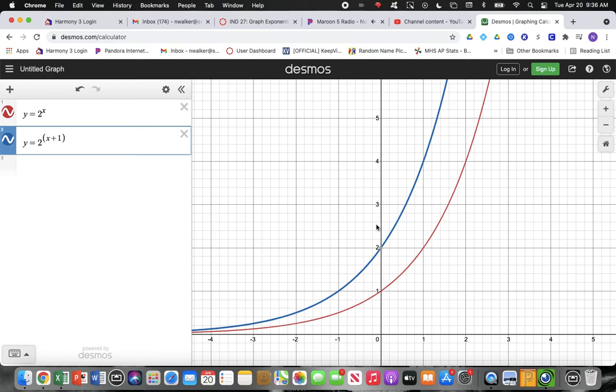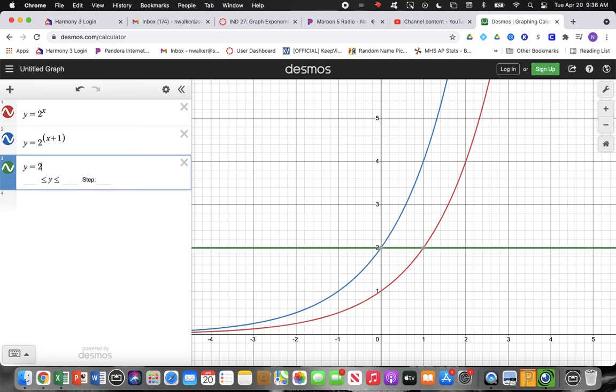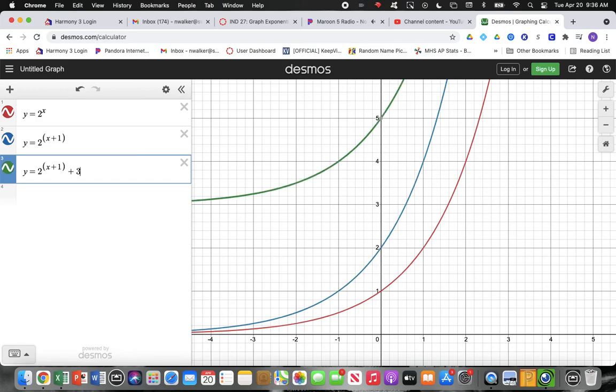So do you see here how this point here got moved to the right or to the left 1? This point here got moved to the left 1. Everything just shifted over 1. So then whenever I add the +3, it now shifts all of those points up 1, 2, 3.